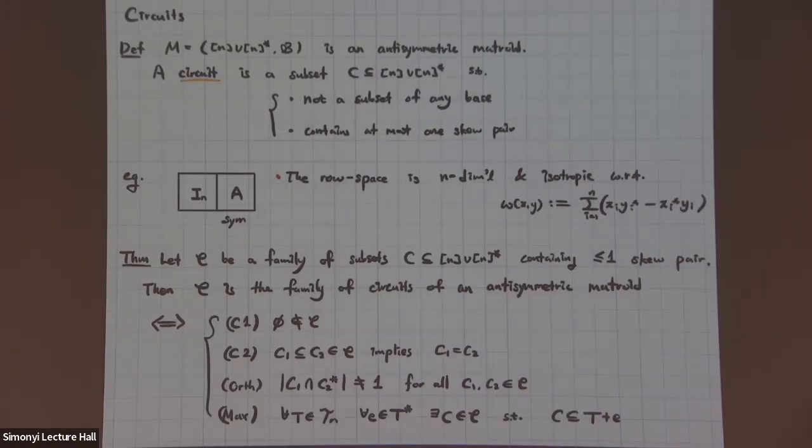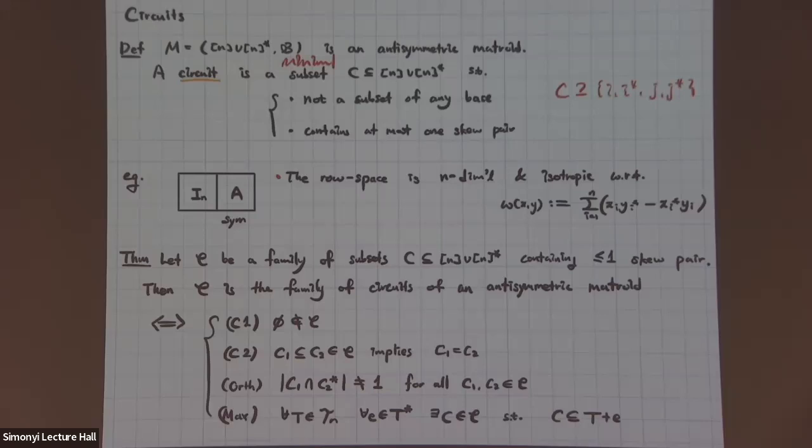Okay. I said on the third page that it can also be defined via circuits. So let's define the circuit of the antisymmetric matroid. Here the circuit is the same as in the matroid case: a minimal subset not containing any base, and it also contains at most one skew pair. So if our C contains something like I and I star together with J and J star, then we just neglect these cases.